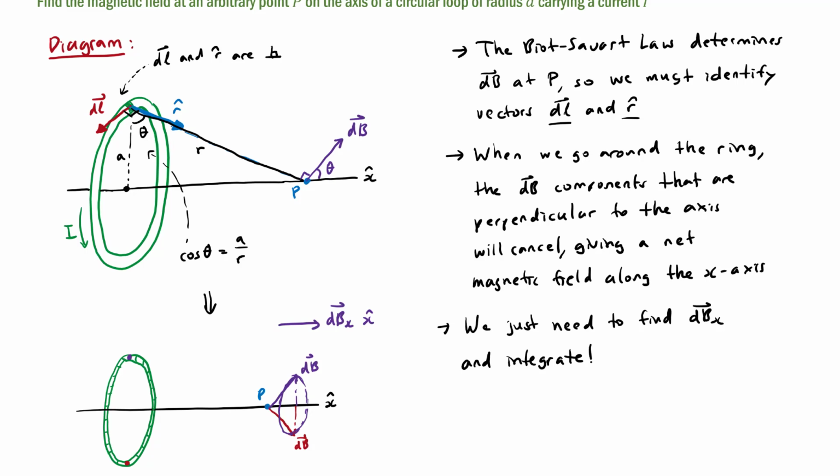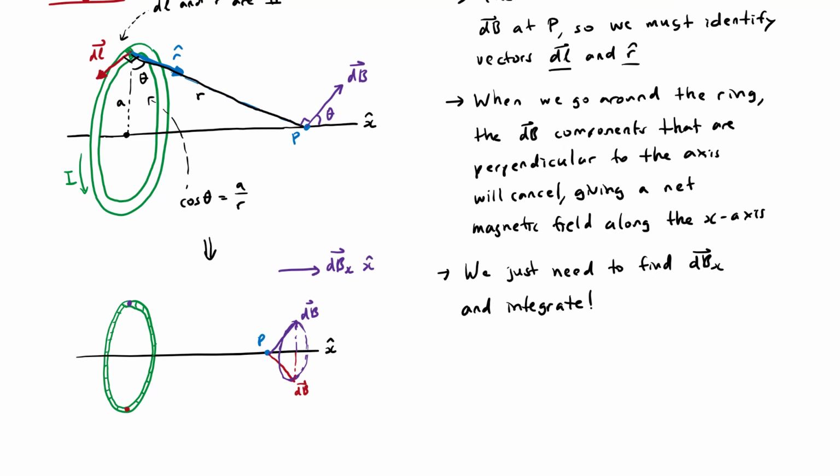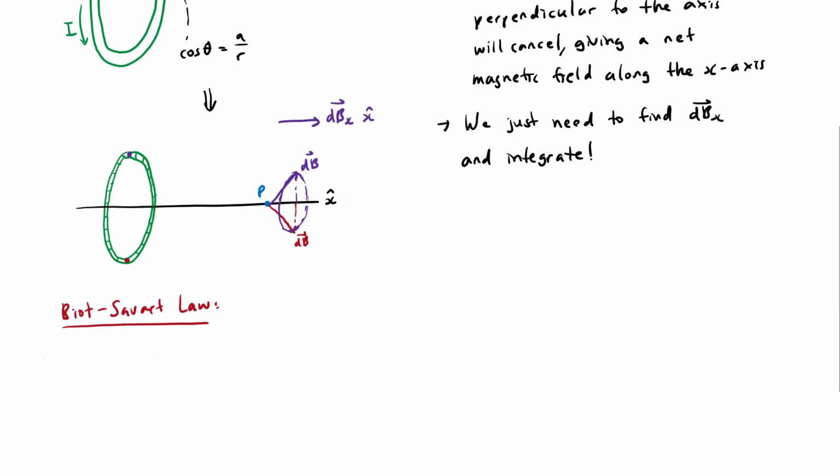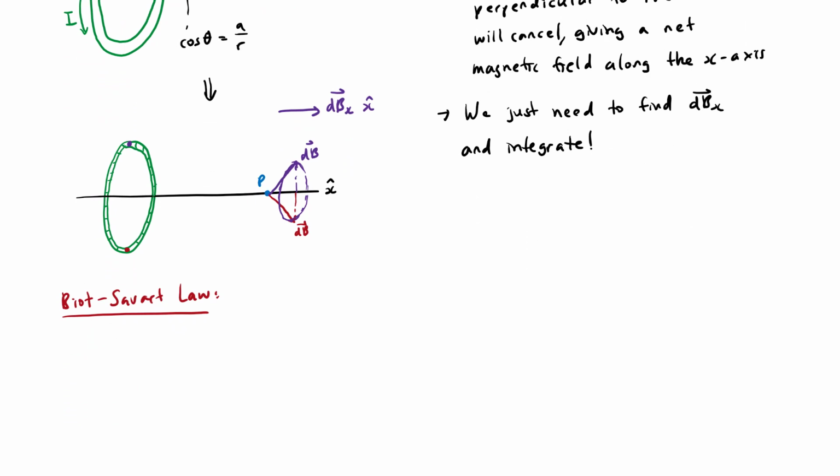So why don't we go ahead and do that? I usually like breaking down my problems into the Biot-Savart law, like find your dB first and then just integrate. So step number 2 is essentially just the Biot-Savart law. And why don't we just start by saying we know that dB is equal to mu naught over 4 pi I dl crossed with r over r squared.